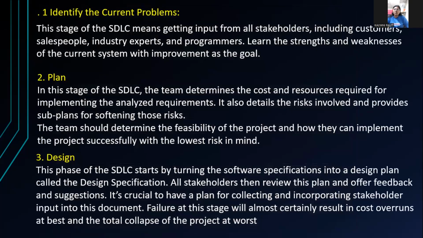Then the phases in the SDLC. First one is identify the current problems, getting input from all stakeholders, including customers, salespeople, industry experts, programmers. Then second is plan. The team determines the cost and resources required for implementing the analyzed requirements. Then design, we need to design a plan, the design specification. Then the review of this plan and offer feedback. It's crucial to have a plan for collecting and incorporating stakeholders' feedback.